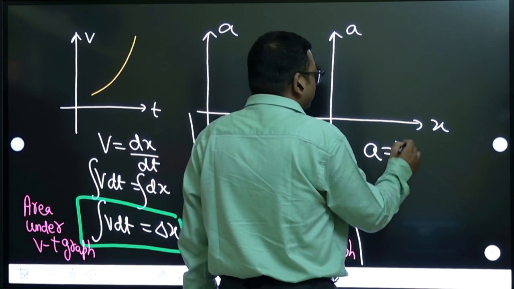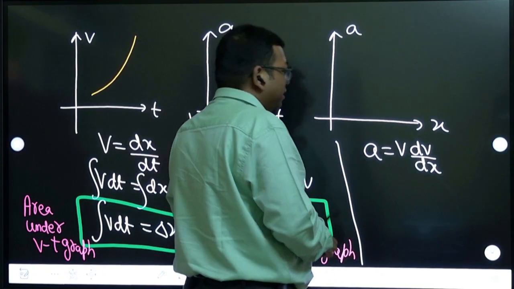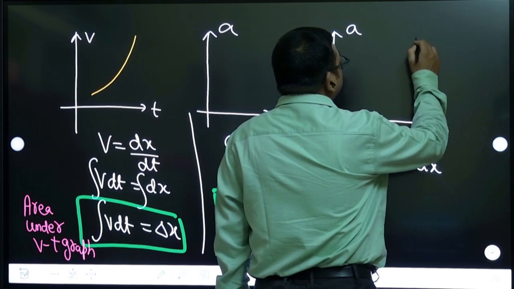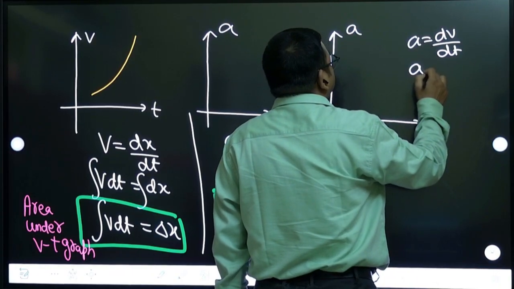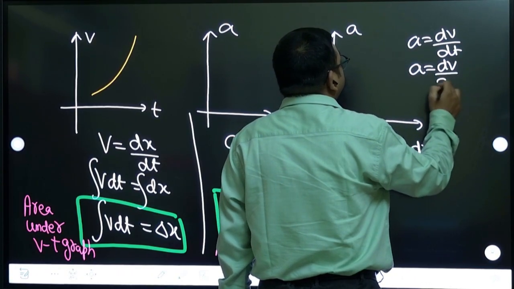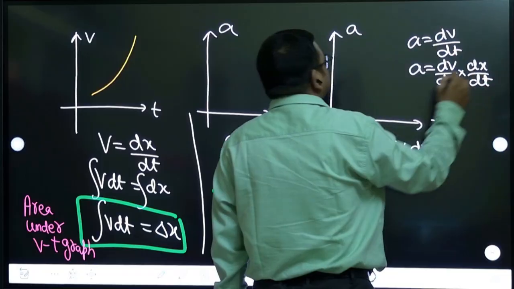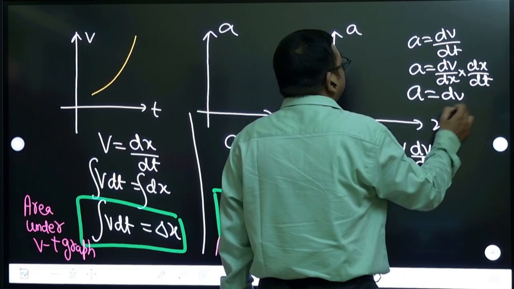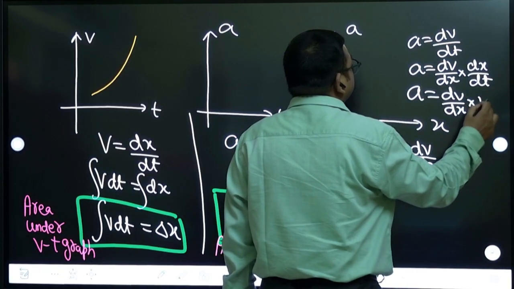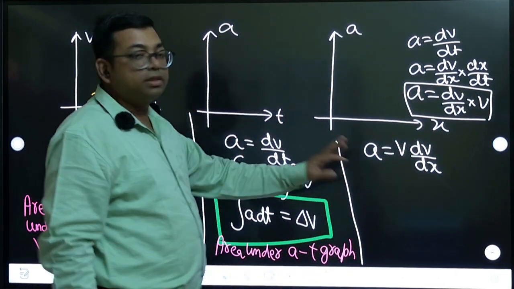Acceleration can also be written as v dv by dx. Why is it written as v dv by dx? Because acceleration is dv by dt, but I can write this as dv by dx into dx by dt. Chain rule: dv by dx and dx by dt. dx by dt becomes velocity, so dv by dx into velocity. That is why acceleration can also be written as v dv by dx.